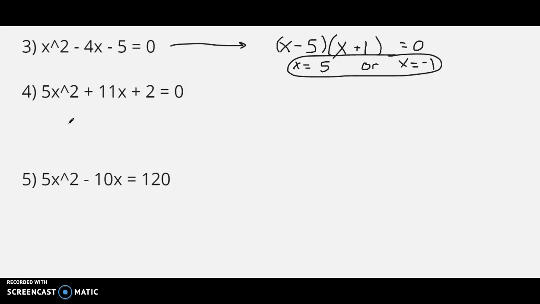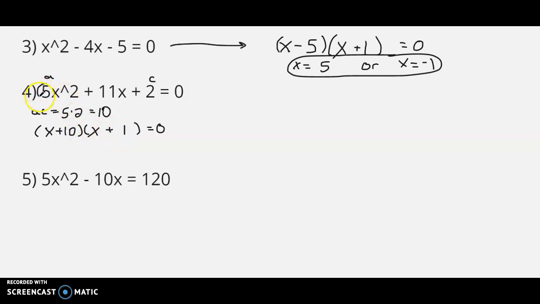Alright, number 4, we have the AC method again. Here's our A number, here's our C number. And to do this, we multiply those two numbers together. 5 times 2 equals 10. That begs the question, what factors of 10 add up to 11? Sort of our intermediate answer here. We'll do x and x.